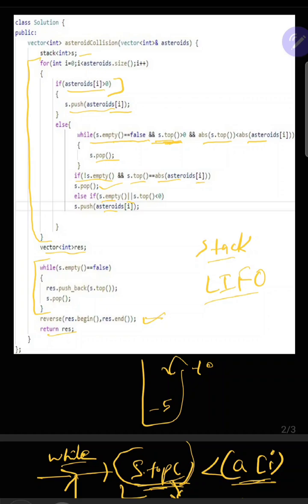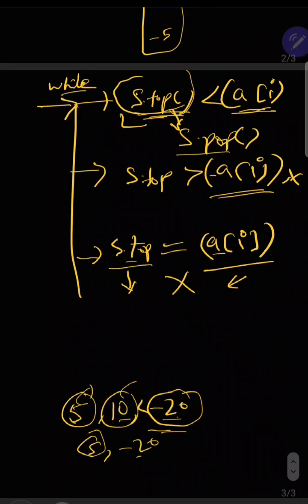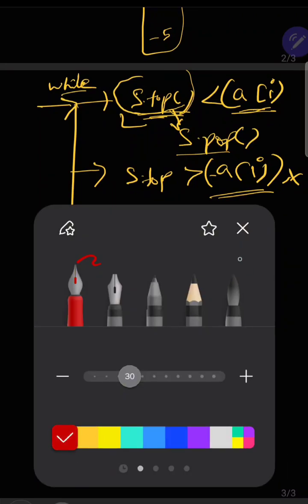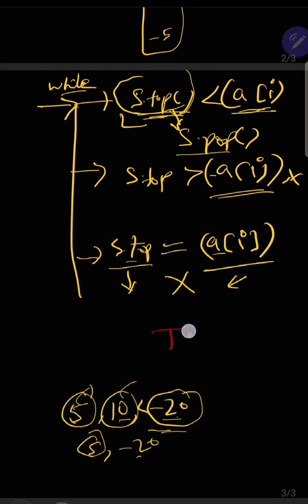So that's it. And the time complexity will be O of n.